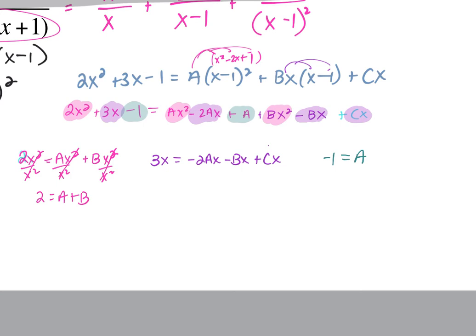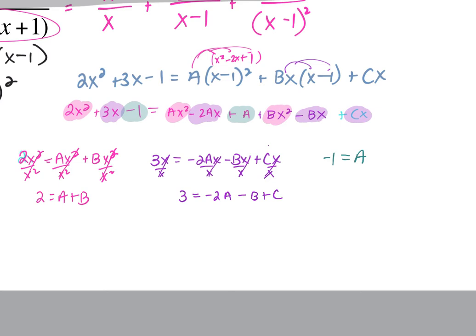And then I go to the one that all has the x to the first. So I want to divide them all by x. And I get 3 equals negative 2a minus b plus c. And then the last one is already simplified. It's got a equals negative 1.